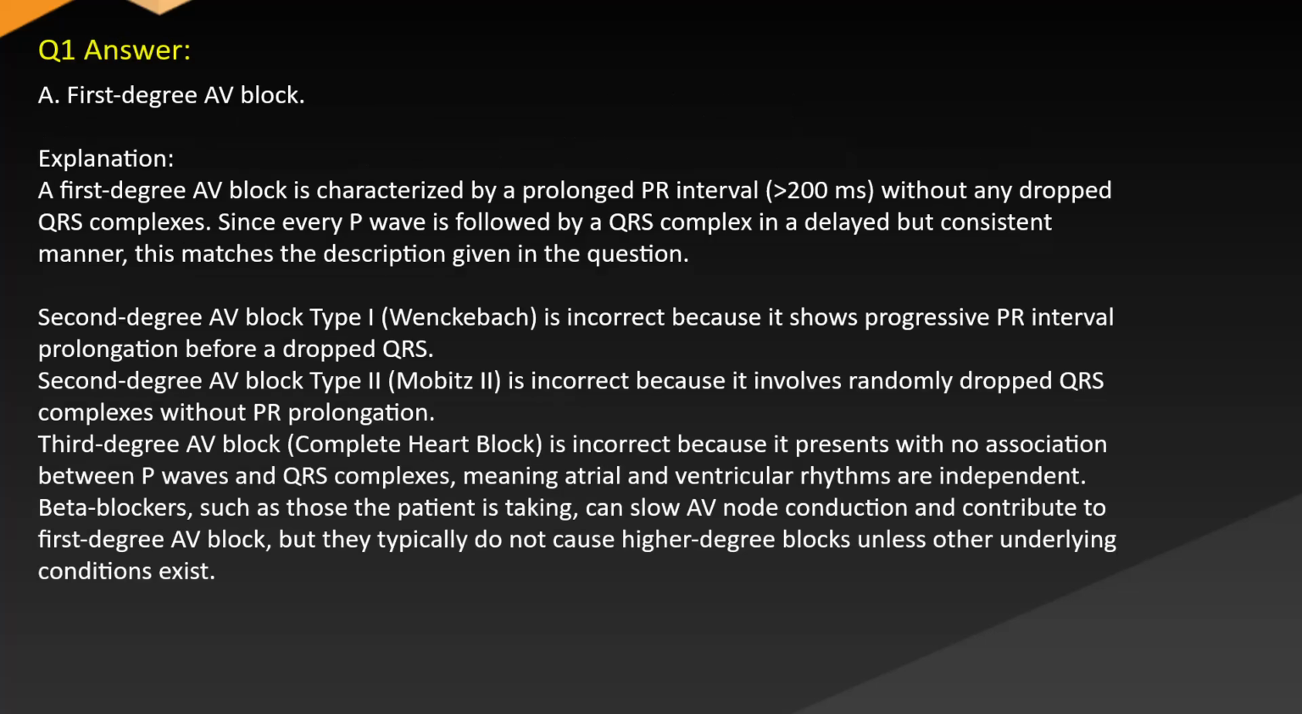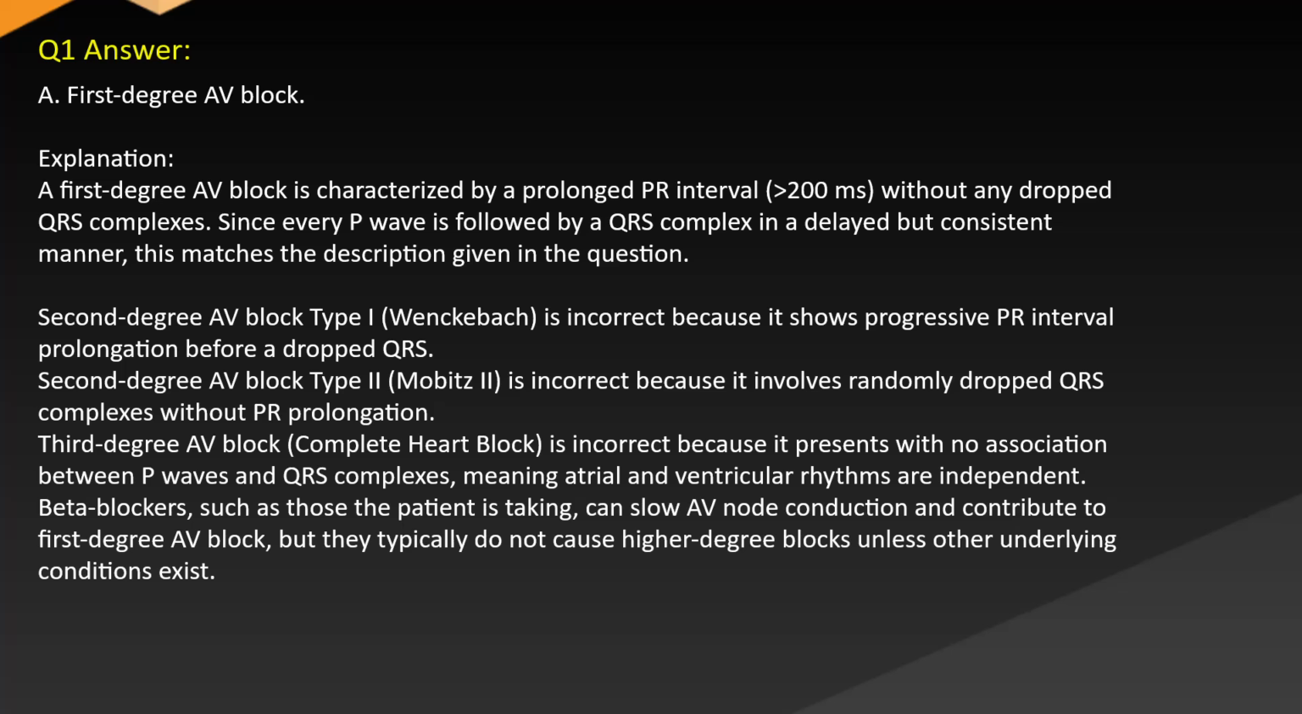Answer A. First degree AV block. Explanation. A first degree AV block is characterized by a prolonged PR interval, over 200 ms, without any dropped QRS complexes. Since every P wave is followed by a QRS complex in a delayed but consistent manner, this matches the description given in the question.